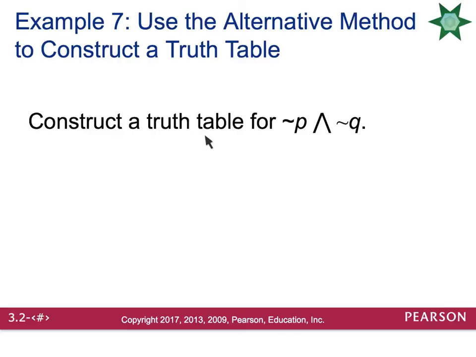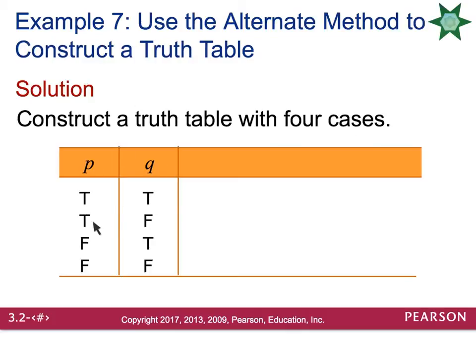Okay, let's look at another one, constructing a truth table for negation P and negation Q. So we start with our 4 cases. P is true, Q is true. P is true, Q is false. P is false, Q is true. And then finally, P is false, Q is false.